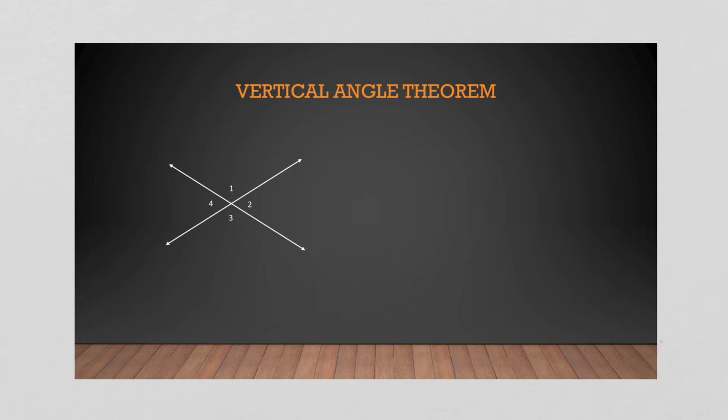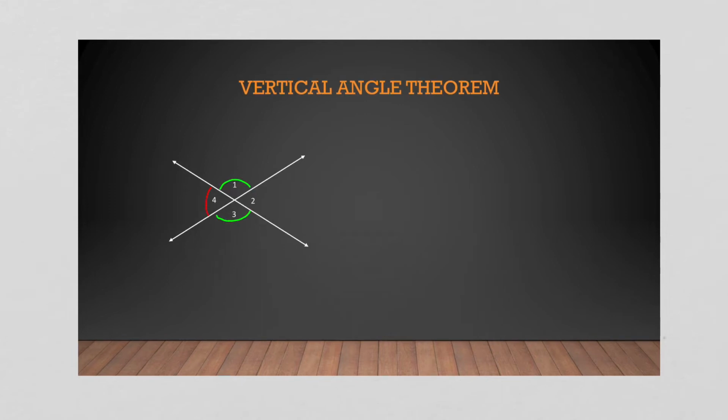Angle 3 and angle 1 are vertical angles. And then angle 4 and angle 2 are vertical angles. And the theorem here states that angle 1 is equal to angle 3, and angle 2 is equal to angle 4. So vertical angles are equal to one another. Thing is, we need to prove this.